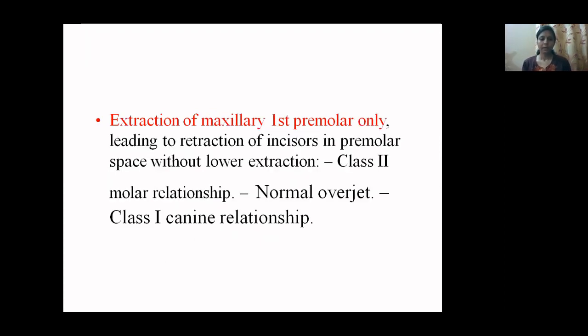In cases where an extreme protrusion exists, we have to retract much more in the anterior segment. So to correct the extreme overjets, there will be an option to extract the maxillary first premolars only, leading to retraction of incisors into the premolar space without lower extraction, so that the molar will be in a class 2 molar relation, and then the overjet will come to normal, and a class 1 canine relationship can also be achieved.